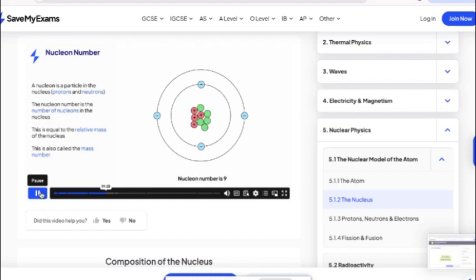In the diagram on the screen, the nucleon number is 9. There are 4 protons and 5 neutrons. That's 9 nucleons. The nucleus therefore has a relative mass of 9 as well.